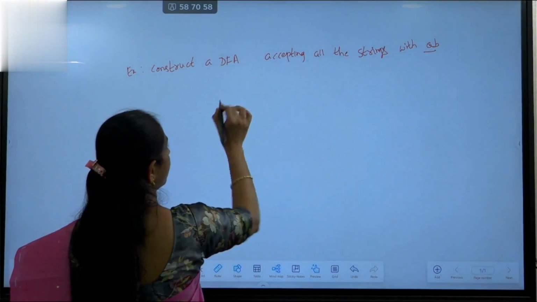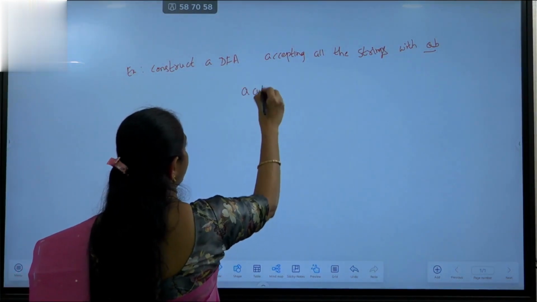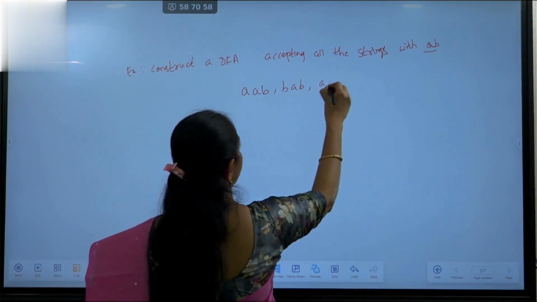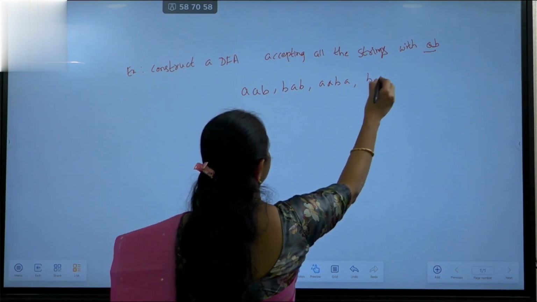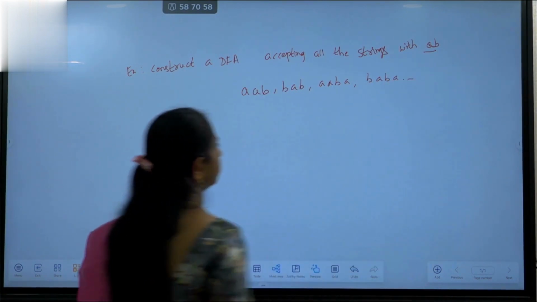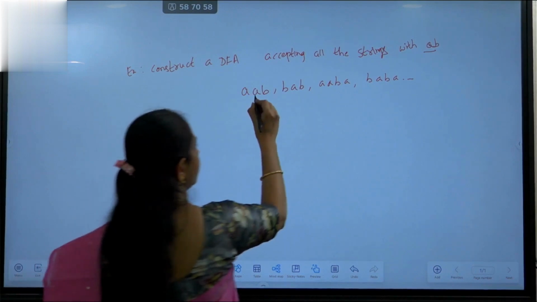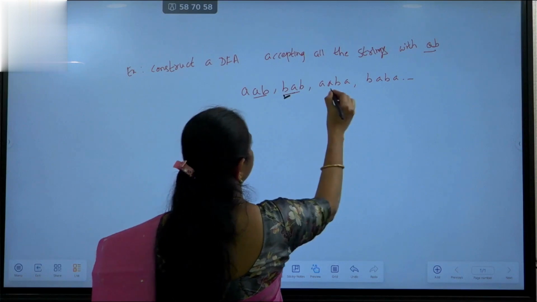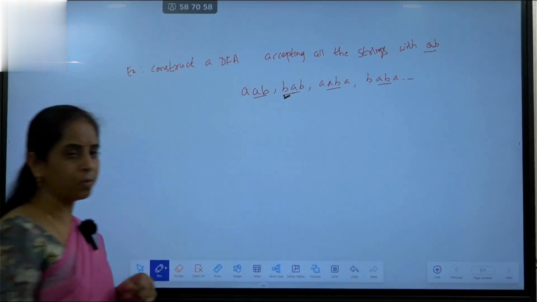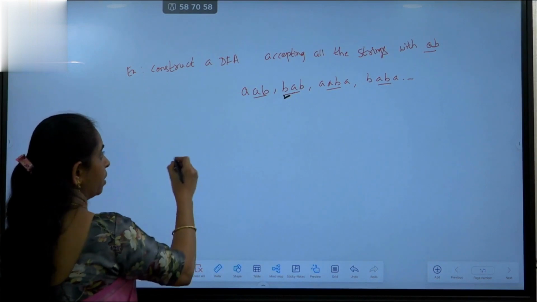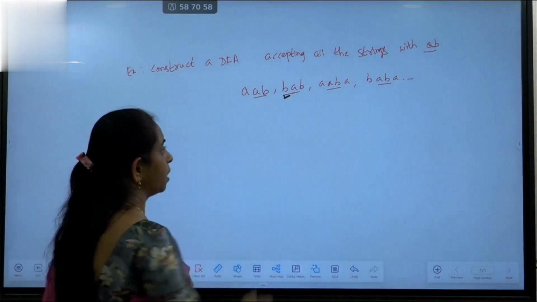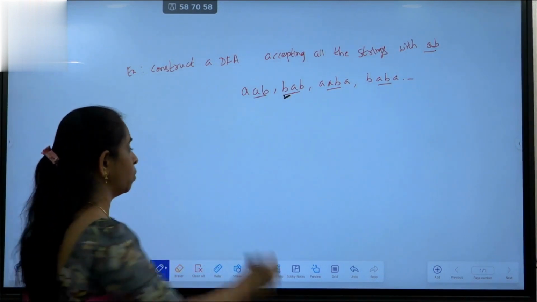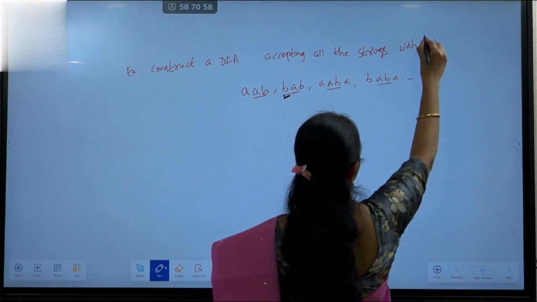We just have to accept the strings with AB, like AAB, maybe BAB, like AABA, BABA, and so on. Each and every string that has AB has to be accepted. So that is the given question, and we have to draw the DFA. Whenever we are drawing the DFA, how many states do we have to take? That is the question.